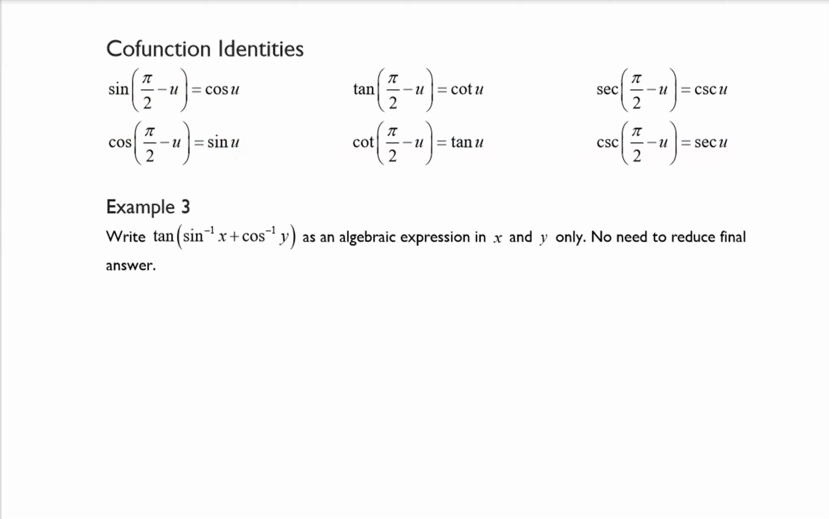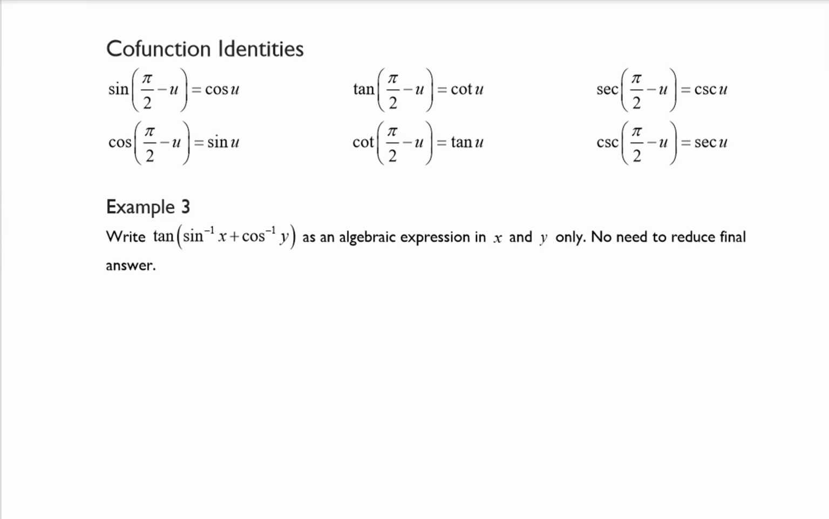Now, example 3 is not related to the cofunction identities, but let's go ahead and talk about example 3, which says, write tangent of sine inverse of x plus cosine inverse of y as an algebraic expression in x and y only. No need to reduce the final answer. So let's ignore the tangent part right now.